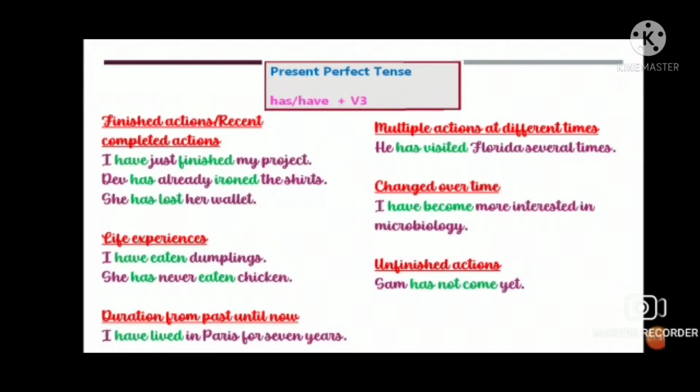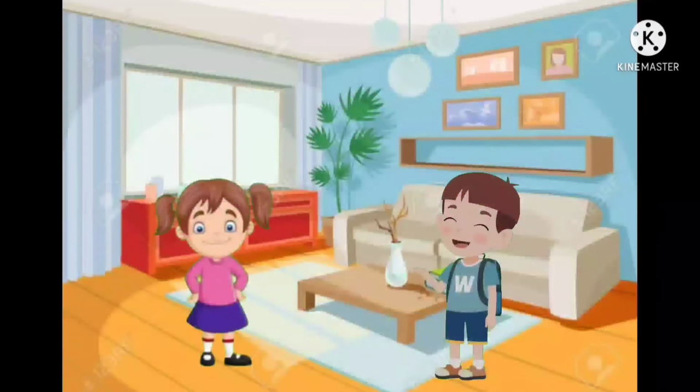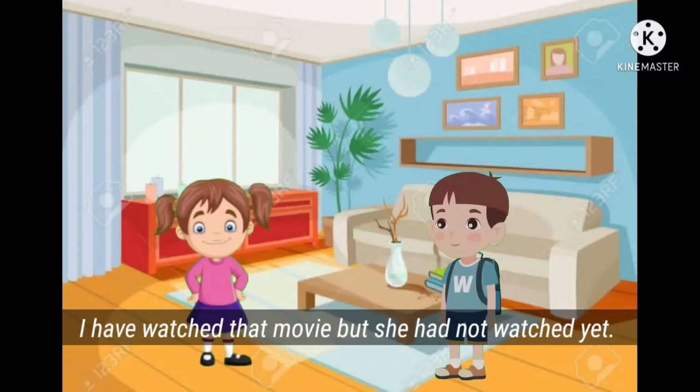Last one, unfinished actions. Example, Sam has not come yet, or I have not completed the project. She has not eaten the vegetables. These are unfinished actions. So these are the 6 ways of using present perfect tense. I have watched that movie, but she has not watched it yet.